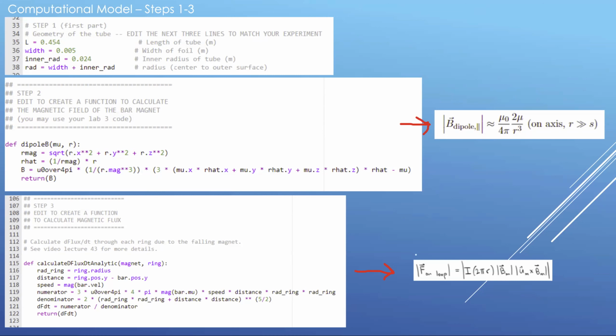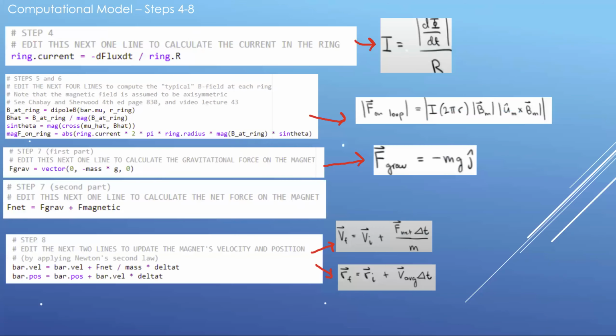Step 1 was to plug in the values that we had measured from our experiment. Step 2 was to make a function to calculate the magnetic field of the bar magnet, and that's seen using the formula to the right. The next step was to create a function to calculate the magnetic flux, which is seen to the right and below.